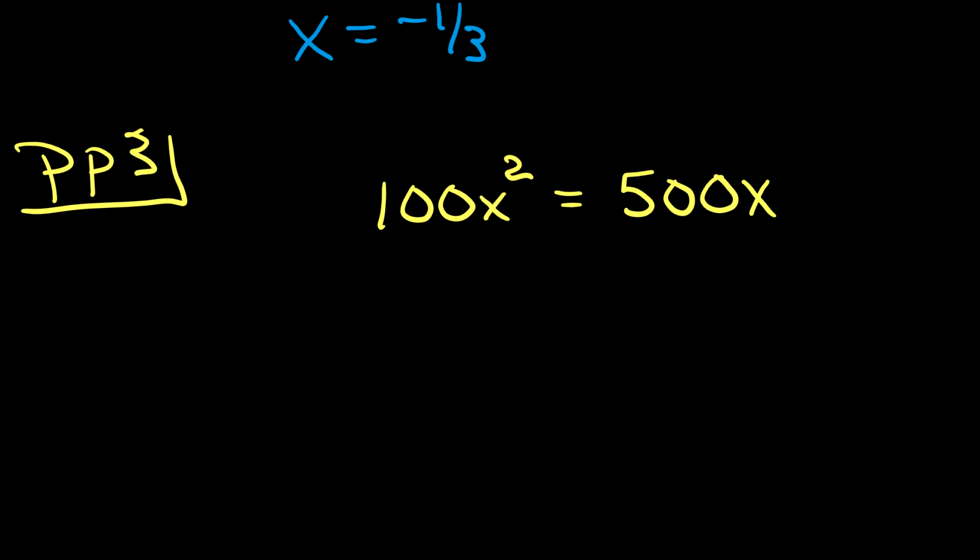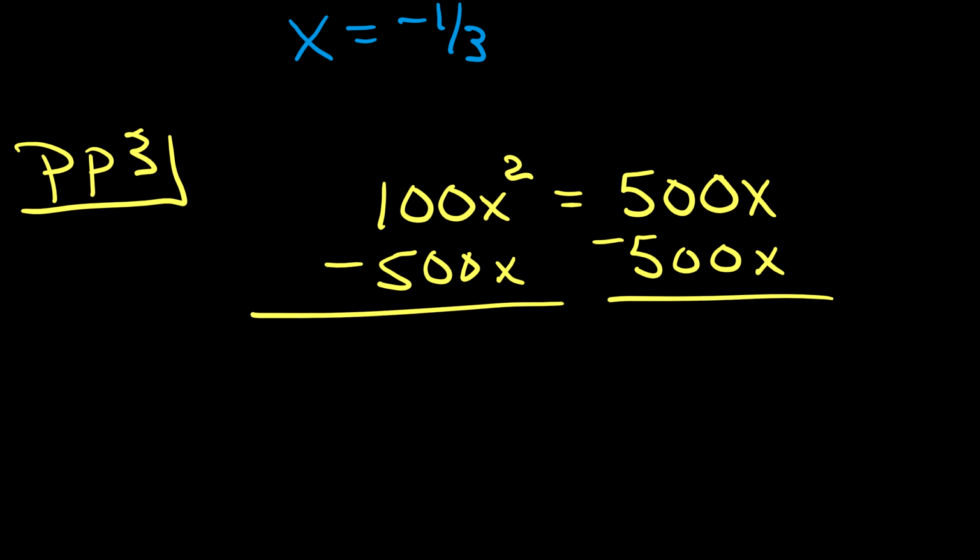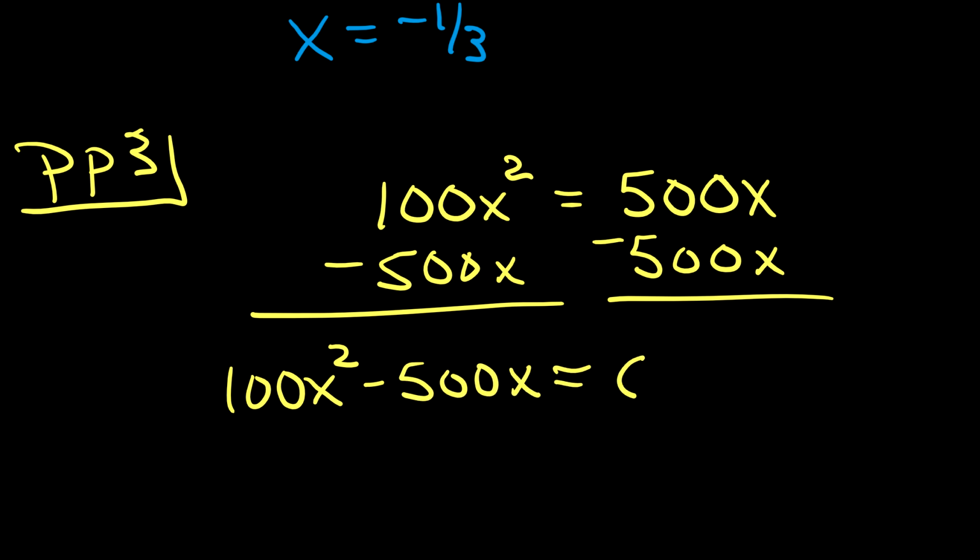All right, in practice problem 3, we have this quadratic equation. All right, this has 2 terms in it, but I want to get it equal to 0 first of all. So that just means I'm going to subtract this 500x from both sides. Okay, these are unlike terms here, 100x squared minus 500x, so I'm going to write it up like this. And now it's equal to 0.